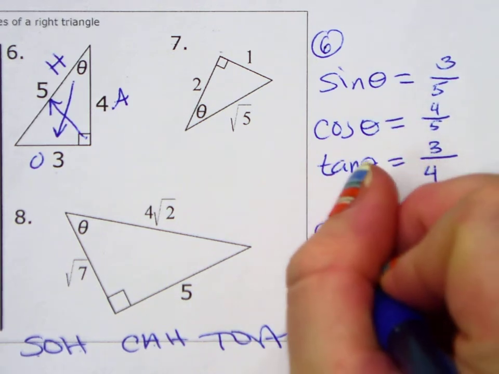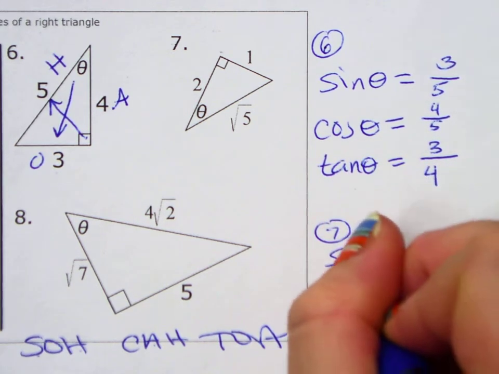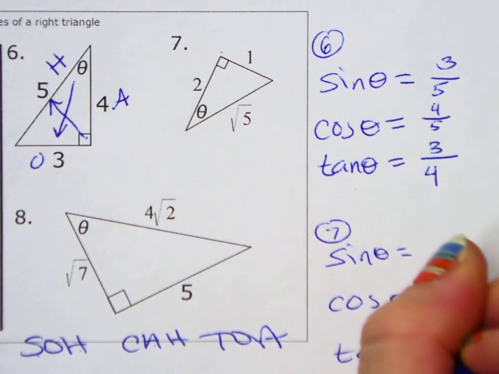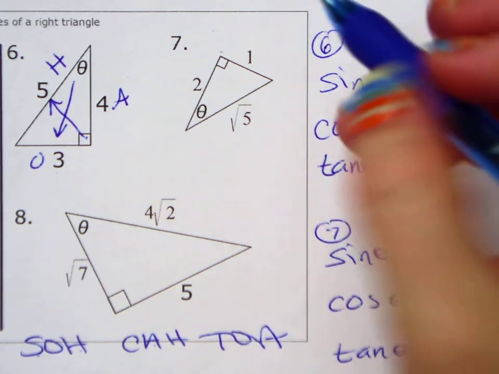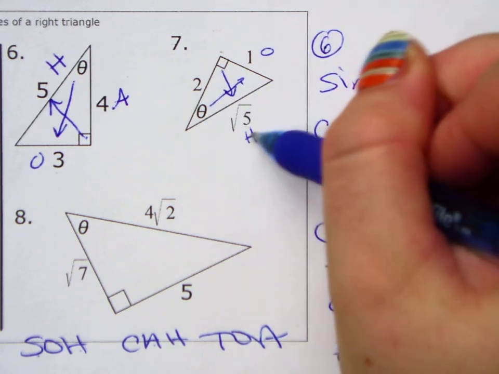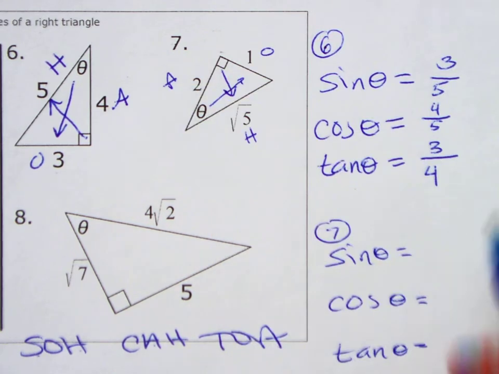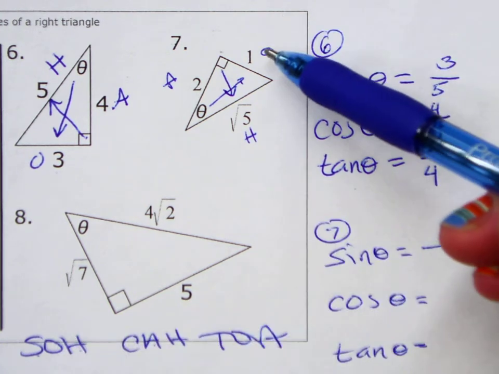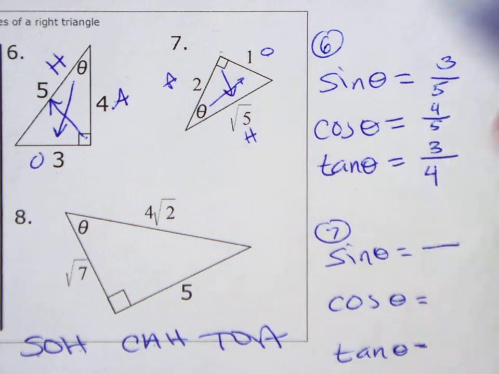7. Let's see. Sine, cosine, tan. All right, so label opposite, hypotenuse, adjacent. Sine is O over H. O over H, 1 over radical 5.